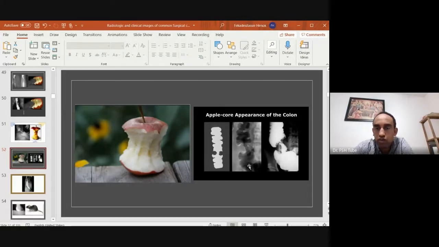Because this is fluoroscopy, I told you, right? When you are watching the fluoroscopy monitor, the contrast is black, but when it is a printed film, it's white like this. Contrast appears white.